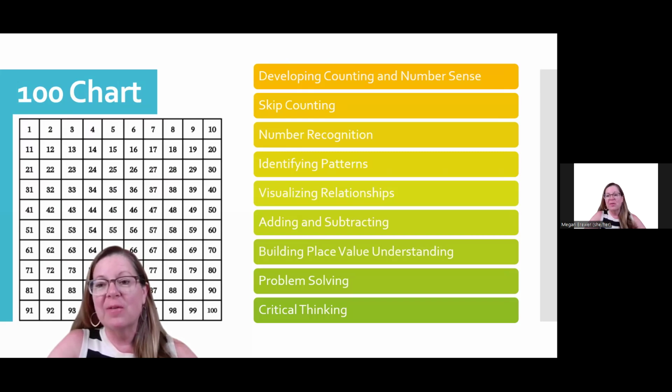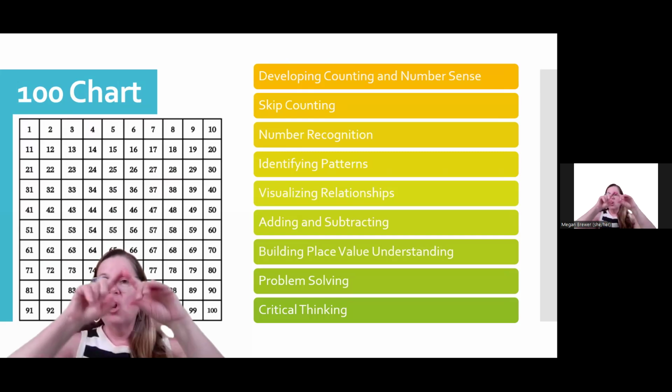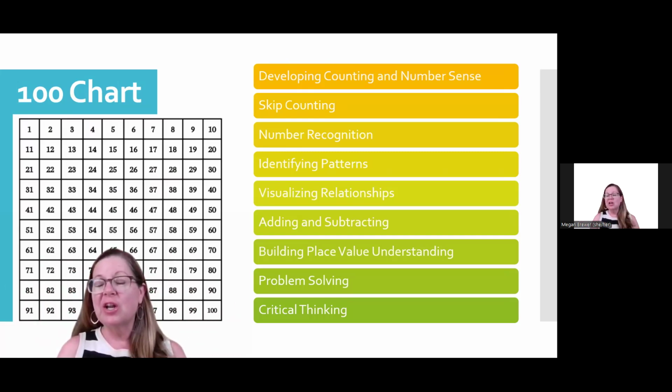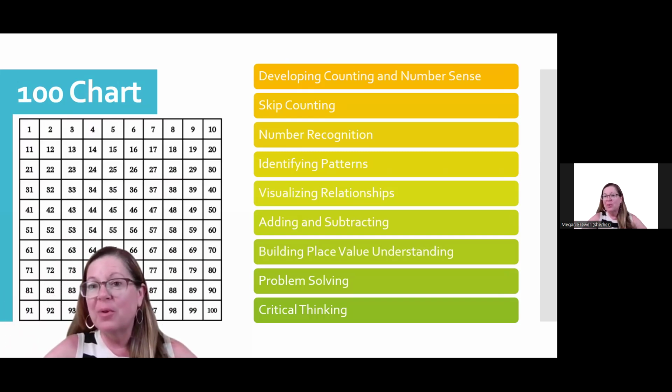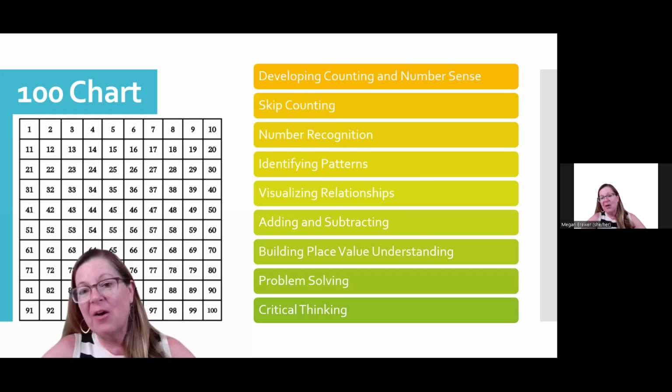A hundred chart, a visual representation of the numbers 1 to 100 arranged in a grid, offers numerous benefits for young mathematicians, particularly in developing number sense and mathematical skills. You can get a large teacher demonstration 100 chart that has pockets for the cards. You can put that in a center and have students build it and take it down.